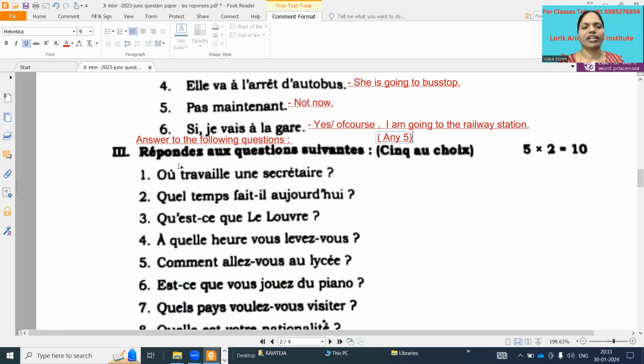So, où travaille une secrétaire? Where does a secretary work? At the reception, au bureau d'accueil. Travailler doesn't mean travel, it means work actually. And see, une secrétaire travaille.